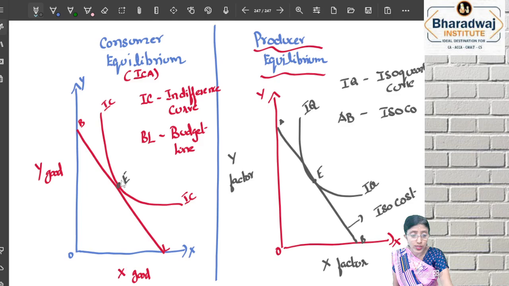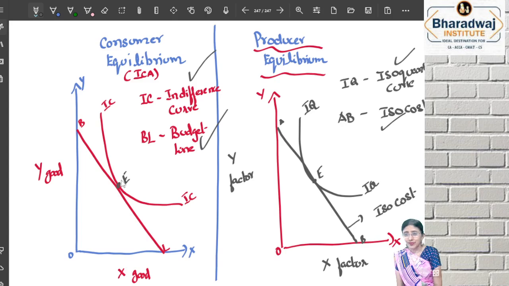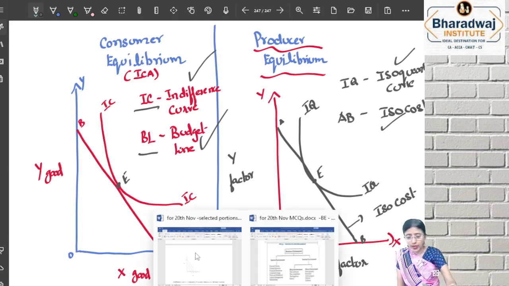So what are the two tools in producer's equilibrium? ISO quant and ISO cost. What are the tools in consumer equilibrium? Indifference curve and budget line. This will be your ready reckoner. I think this is the easiest way of remembering. In consumer equilibrium, the tools are IC curve and budget line. And in producer's equilibrium, the curves will look similar, but they have different names. It is not IC, it is IQ, ISO quant. It is not budget line, it is ISO cost line. Got it or not? In a very simplified form I am telling you.